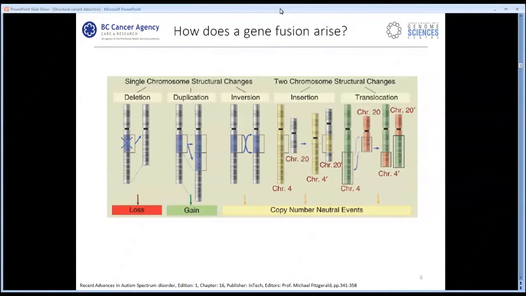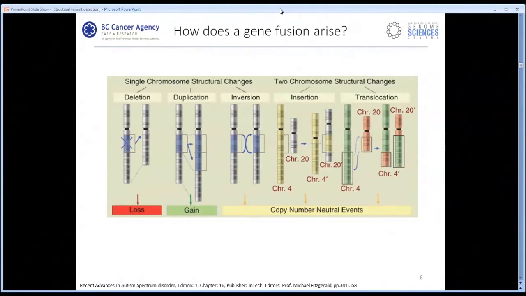For a duplication event, this is where a piece of the chromosome is actually duplicated and reinserted into the chromosome. In the schematic, we're showing what's called a tandem duplication, but in fact, the inserted sequence could actually flip and become an inverted tandem duplication as well. The third type of change is an inversion event, and again, this is on a single chromosome and involves a piece of the chromosome flipping and reinserting back into the same chromosome. This would be seen as a copy number neutral event because no DNA is lost or gained.